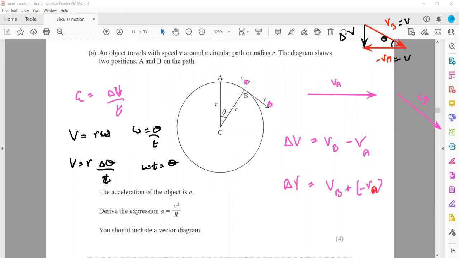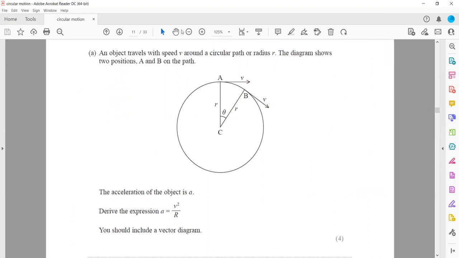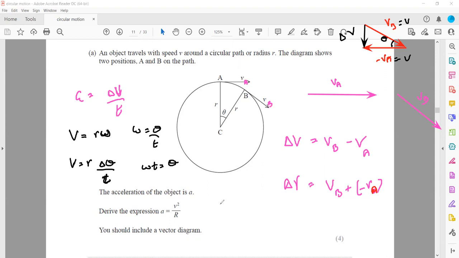If I use a trigonometric ratio in a right angle triangle, for example sine theta or cosine theta, sine theta is equal to perpendicular divided by base. So it will be change in velocity divided by any of them, for example VA or VB. But VA and VB are the same as V. So theta is equal to delta V divided by V.